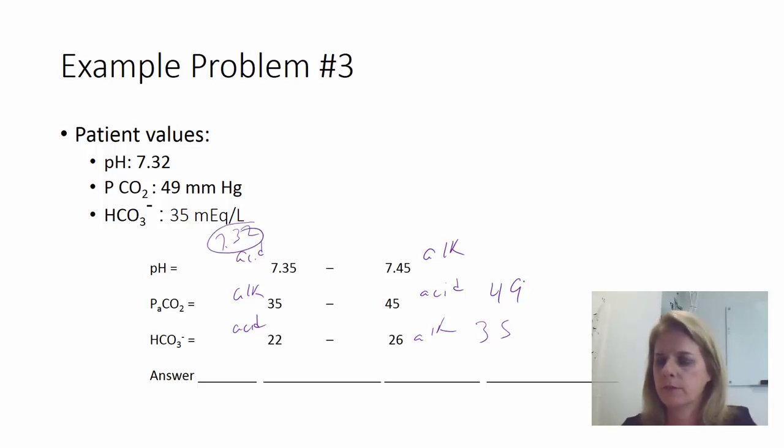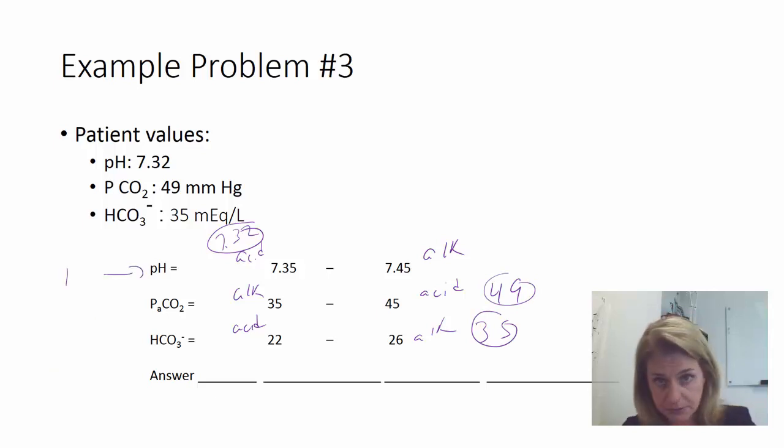Here are our 3 values. What's our first step? Step 1, pH. Acidosis or alkalosis? Acidosis. Why? What's the match? Which other one is in acidosis? The CO2 level. What does that make it? Respiratory. Are the kidneys trying to help?